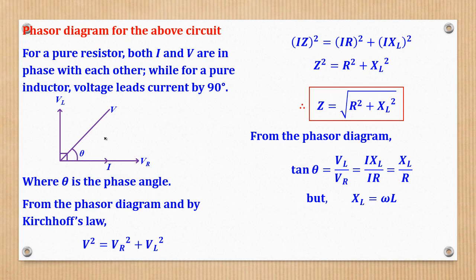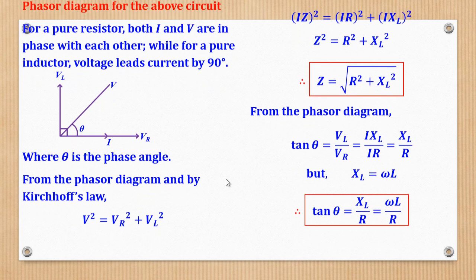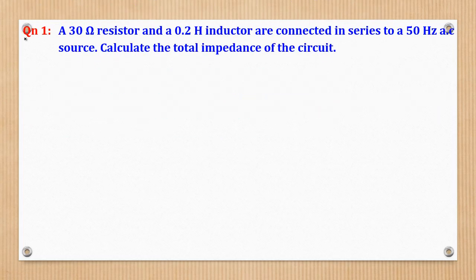So those are the two calculations when it comes to series arrangement. One is impedance, the other one is phase angle. This is called phase angle. So we already know from the previous video that XL is equal to omega L, so I can substitute and come up with this expression. It is still okay. So with that, we shall go through the calculations.